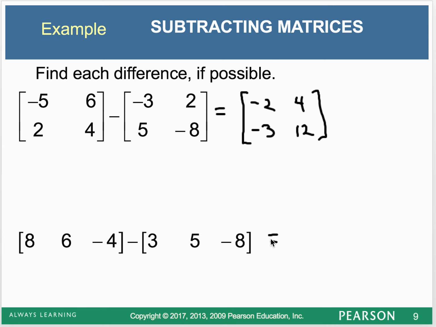Same thing down here. Now, both of them are a 1 by 3. So my answer is going to be a 1 by 3. 8 minus 3. 6 minus 5. And -4 minus -8, so -4 plus 8. I'm telling you, it's as easy as that. It's not a trick. That is just all there is to it.